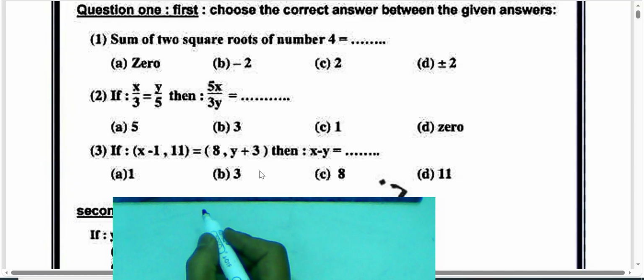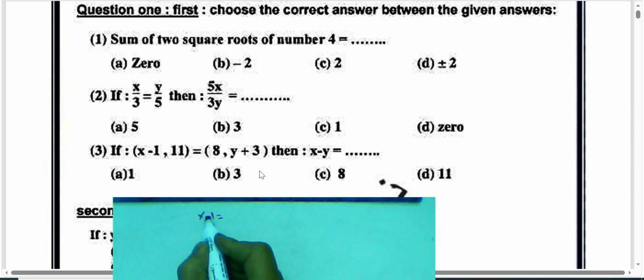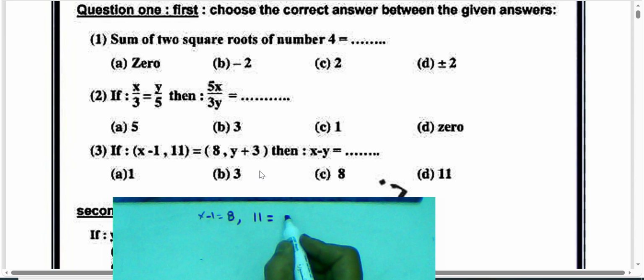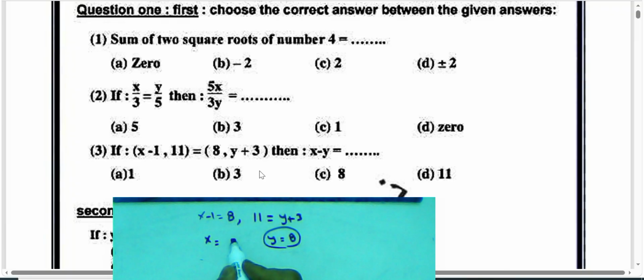If 2 points are equivalent, then x minus 1 will be equal 8, the first projection equal first projection, second equal second. 11 equal y plus 3, then the value of y equal 8, and then x will be 9. Then we want to find x minus y, then we have 9 minus 8 equal 1. The difference will be 1. Choose letter A. Next question.